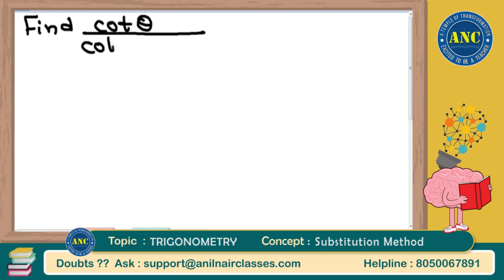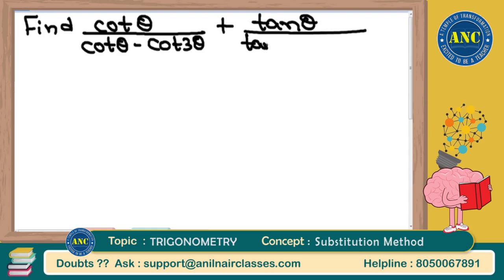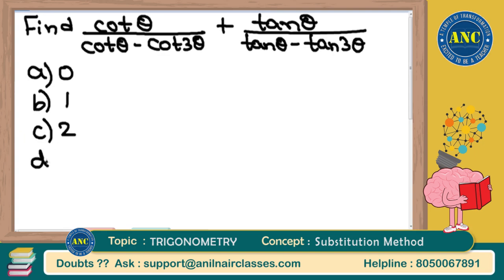Find: cot theta divided by cot theta minus cot 3 theta, plus tan theta divided by tan theta minus tan 3 theta. I need to find this particular value. You need not even look at the options: 0, 1, 2, minus 1.